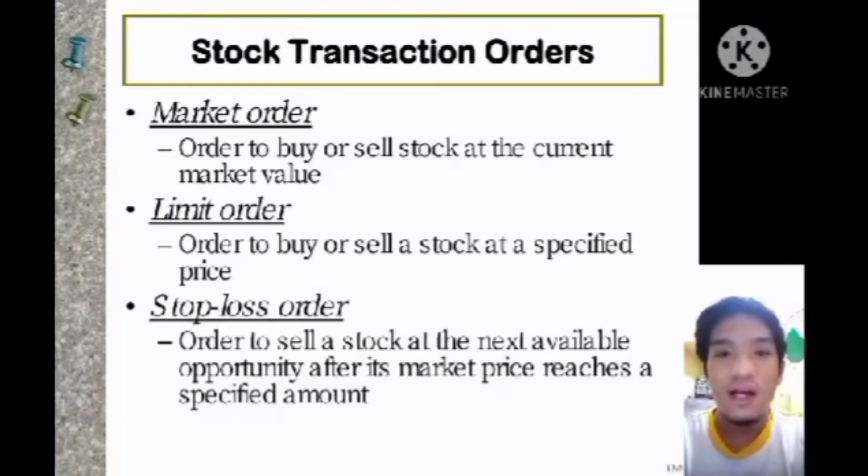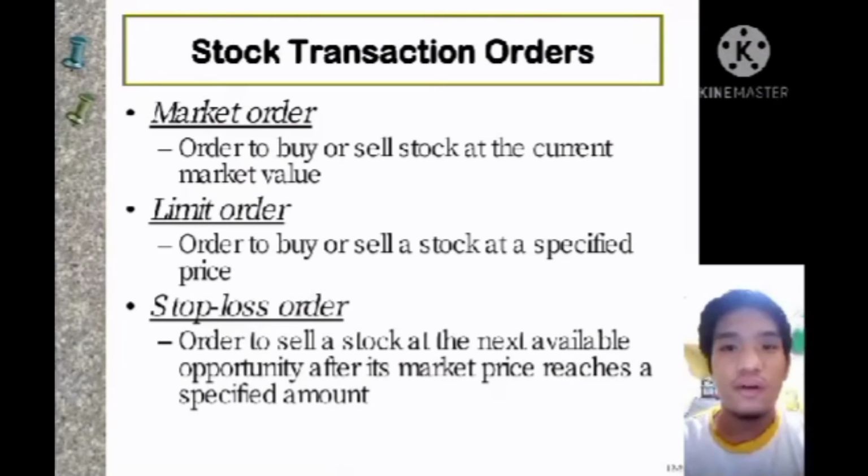In stock transaction orders, there are 3 types of stock trade orders. First is the market order. A market order is to buy or sell stock at the current market price. Also, the market order is an instruction by an investor to a broker to buy or sell stock, shares, bonds, or other assets at the best available price in the current financial market.